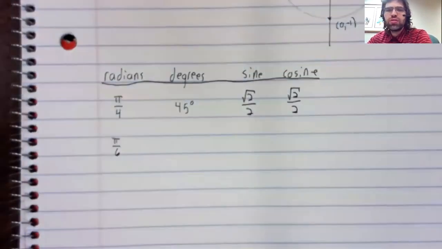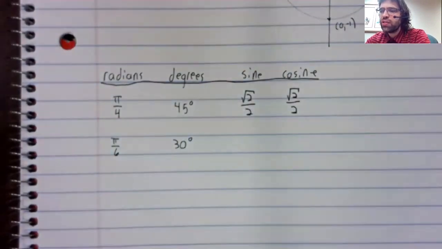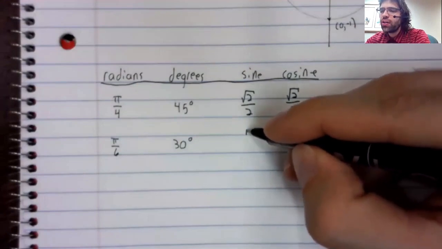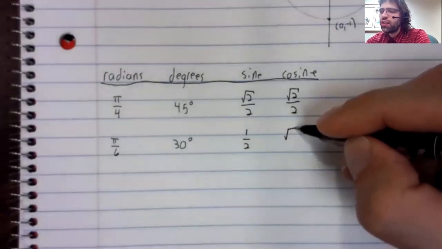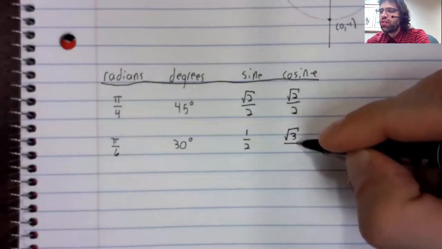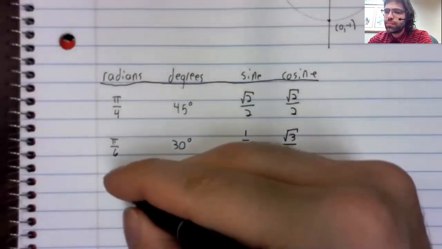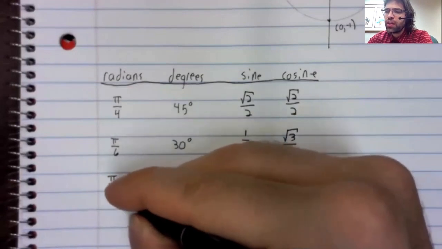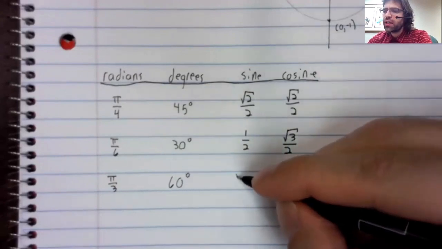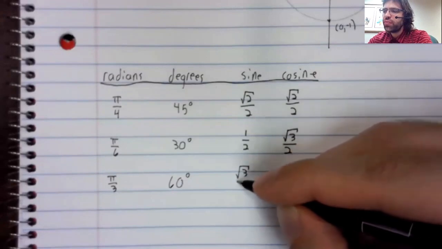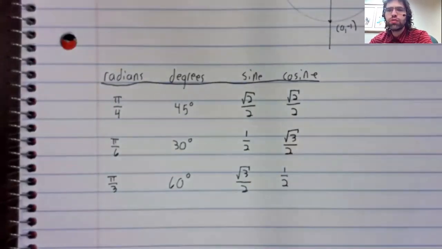Then pi over 6 radians, that's 30 degrees. The sine of pi over 6 is 1/2. The cosine is the square root of 3 divided by 2. Then pi divided by 3 looks similar to pi divided by 6, except that the sine and the cosine are reversed.